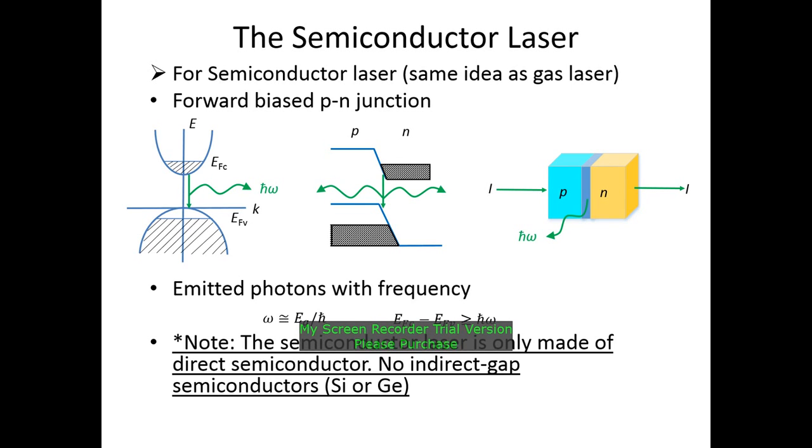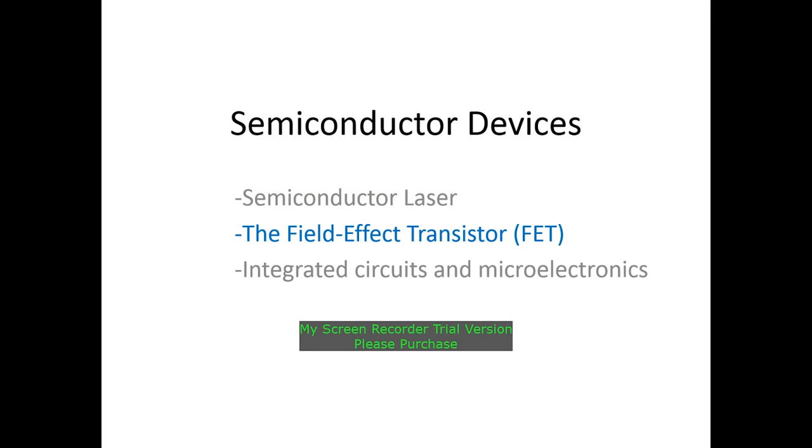Here is a notation. Only direct gap semiconductors can be used as laser generators, because for indirect gap semiconductors, the electrons and the holes cannot recombine directly. So the indirect gap semiconductor cannot be used as a laser generator. Okay, that's all for the semiconductor laser.